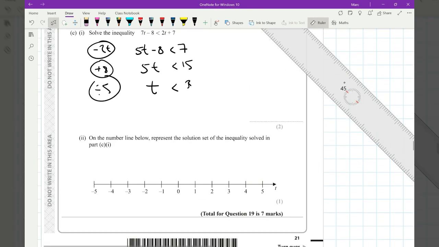On the number line below, represent the solution. So this is what I like. So t is less than 3, and that is an arrow, meaning that it's going to go that way. And then we place our dot over the 3, and we don't fill it in because it doesn't include the number. If it was t is less than or equal to 3, we would see a coloured in circle with it going there, but it's not that.